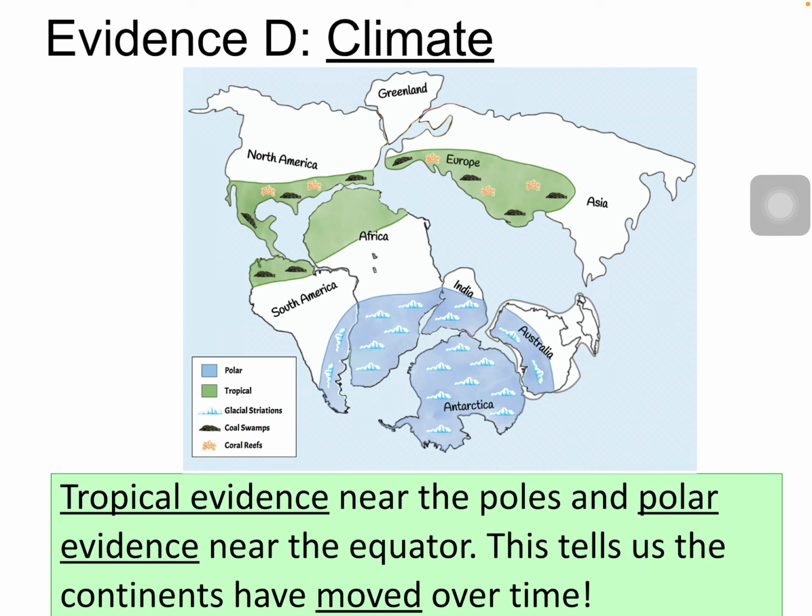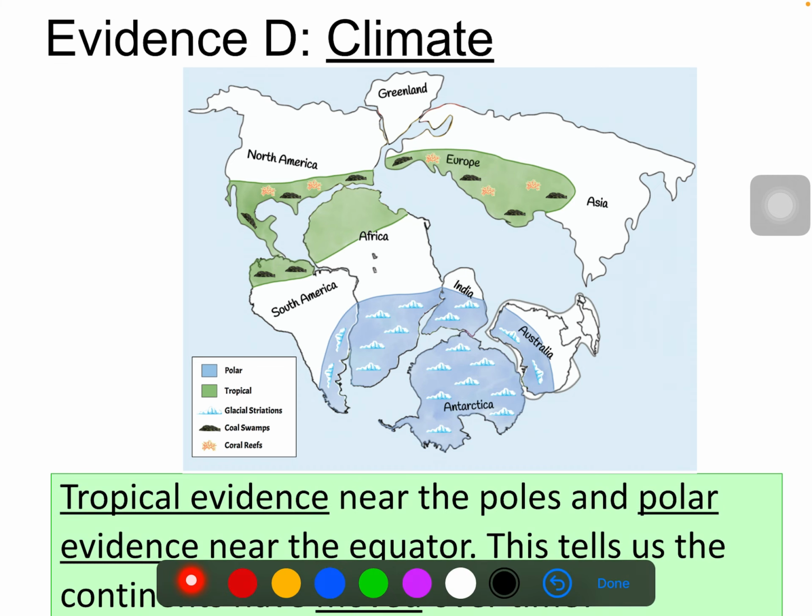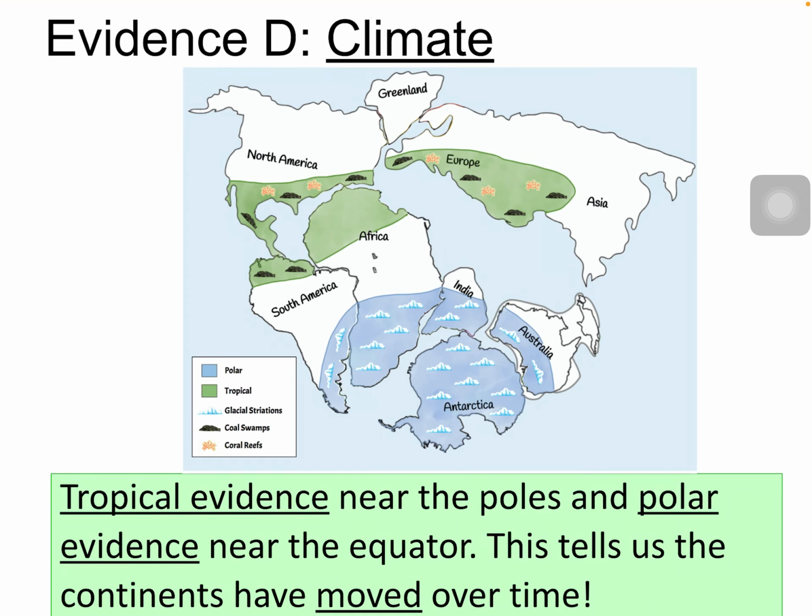But it tells me that it wasn't always near the equator. It had to be somewhere else where polar evidence was possible. So it's a clue that these continents have moved over time. For instance, like we're seeing in this map, Africa and India had to be somewhere further south, closer to the pole, allowing them to have that polar climate recorded in the rock. And they've since moved locations to have a very different climate exist today.